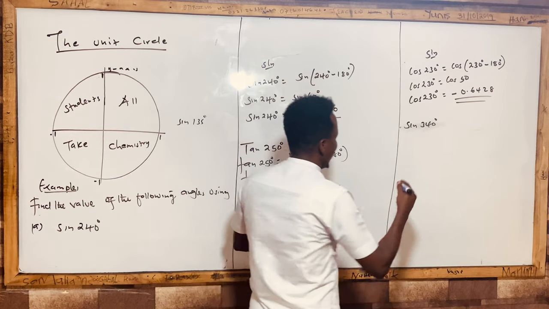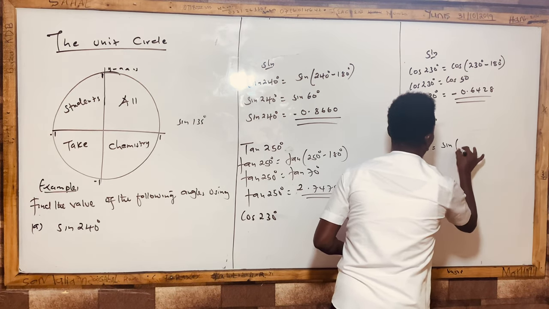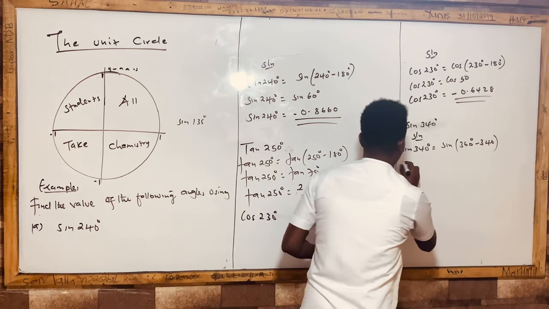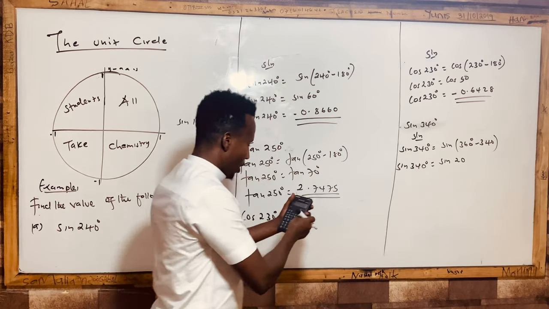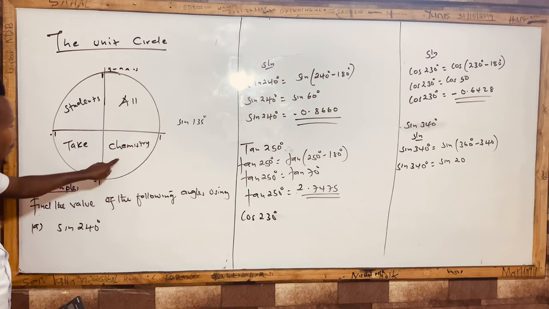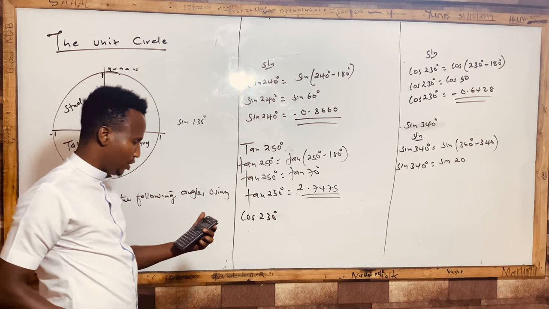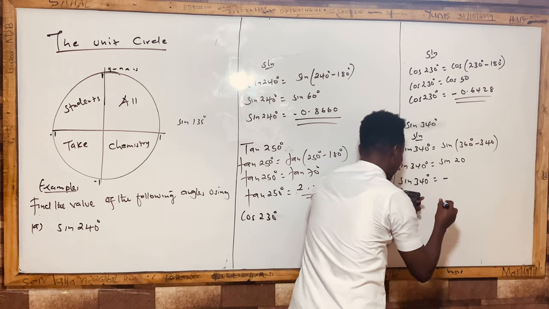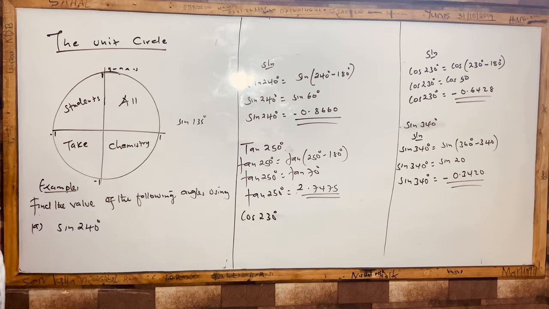So coming to the solution, you're going to say sine 340 degree is equal to sine, open the bracket, 360 degree minus the angle given, which is 340. Okay? Sine 340 degree is equal to sine 20. Knowing that the sine value in the fourth quadrant is negative, I'll say sine 20. That's how much? Sine 340 degree is equal to negative 0.3420. Final answer, because sine is negative here. Understand, please.